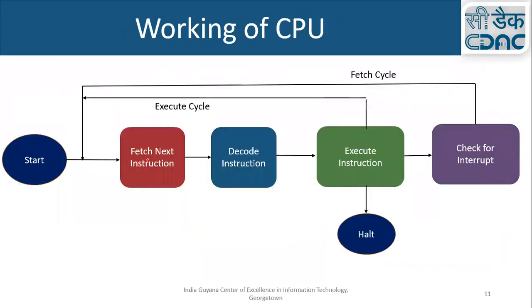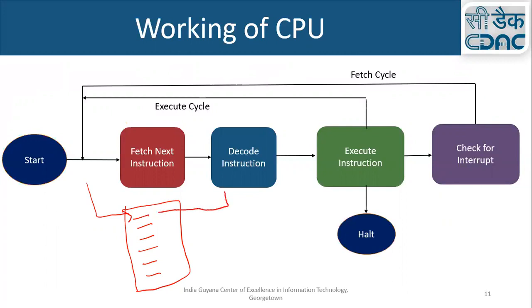Okay, how does the CPU work? Your program is just line by line instructions stored in a single file or maybe multiple files. When you start executing a particular program, the computer reads the first instruction. Then the control unit decodes that instruction, the meaning of that instruction.